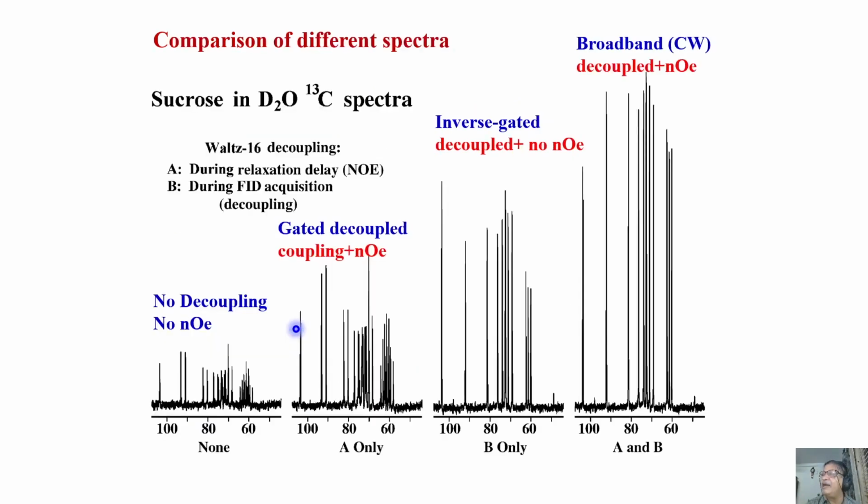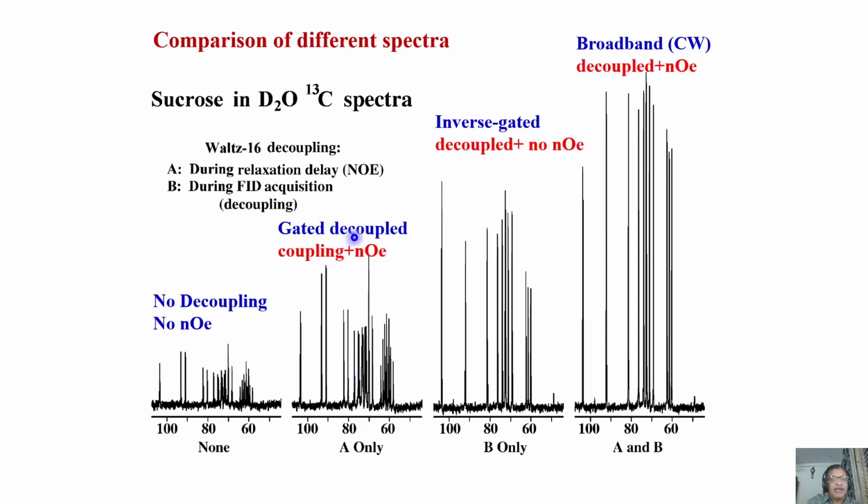Now let us compare the varieties of spectra for a molecule like this. I took the same sucrose molecule in D2O. It is a carbon-13 spectrum. Look at this. I am comparing all 4 experiments. No decoupling, no NOE. What does it mean? There is no RF power in the proton channel at all. I am simply observing the carbon-13 signal: send an RF pulse, a 90-degree pulse, collect the free induction decay and detect the signal. No decoupling power at all.